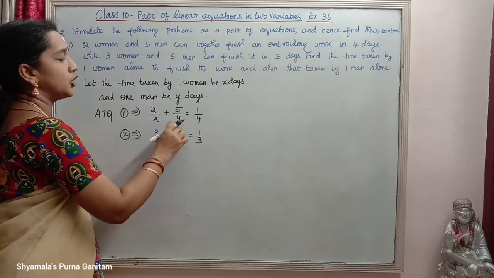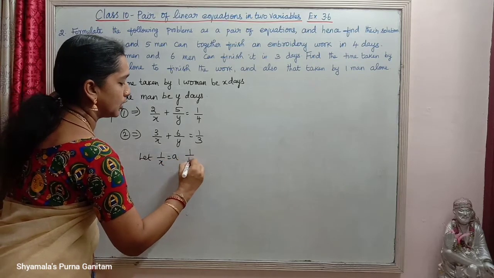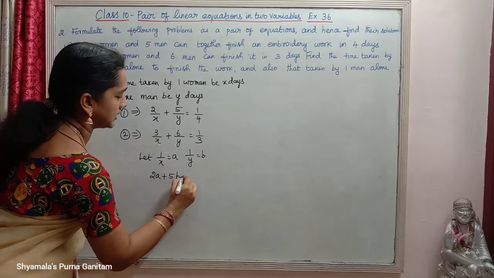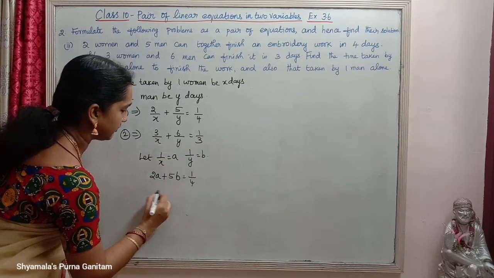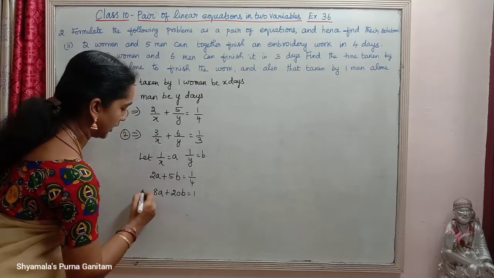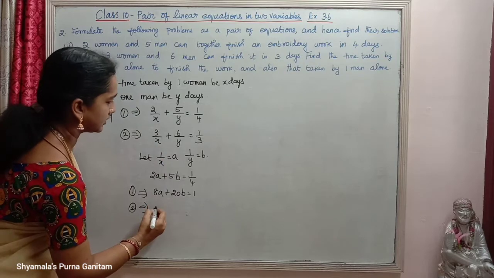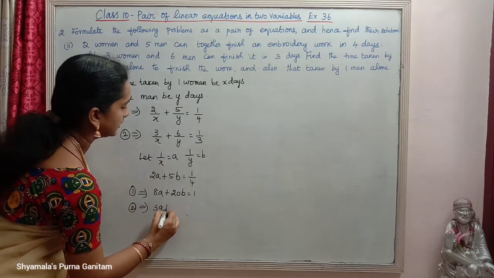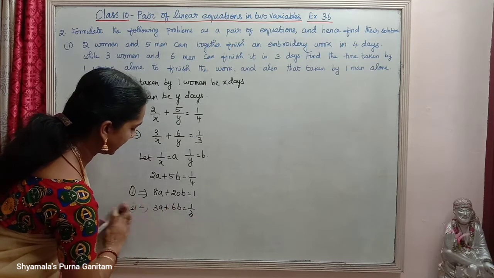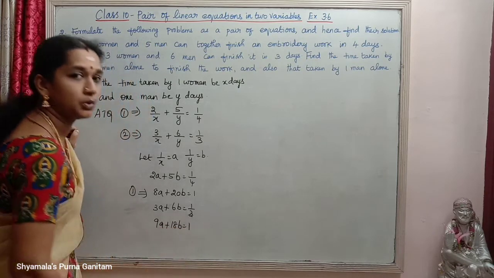Now in the denominator we are having variables, so let 1 by x be equal to a, 1 by y be equal to b. So 2a plus 5b is equal to 1 by 4. When we cross multiply this, we get 8a plus 20b is equal to 1. So this is the first equation. Then next one is 3a plus 6b is equal to 1 by 3. When we cross multiply, we get 9a plus 18b is equal to 1.